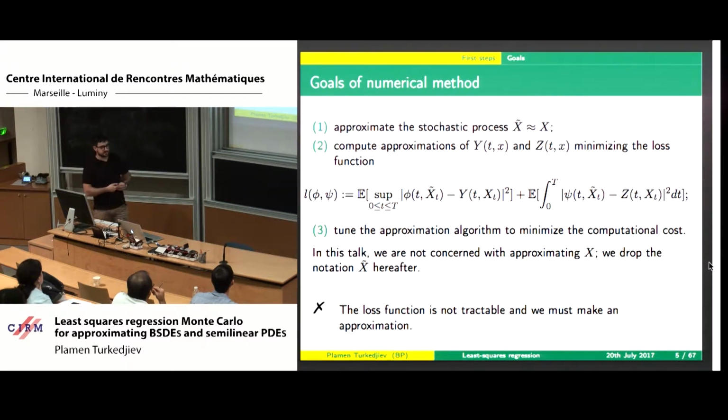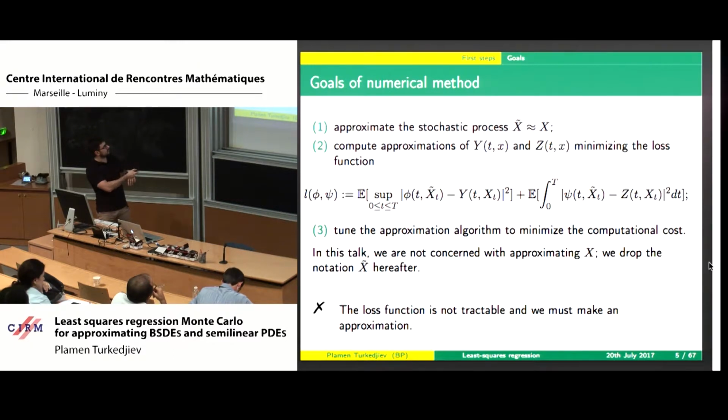So, what are we actually going to do in the numerical scheme? Well, we have several goals. Firstly, we want to approximate the process x. This is actually not going to be the main topic of this talk. This has a wide amount of literature on it. It's not coupled to the other processes y and z. So we're just going to drop that notation from hereafter. So we're not going to be approximating the x, but in the full system you usually would have to.